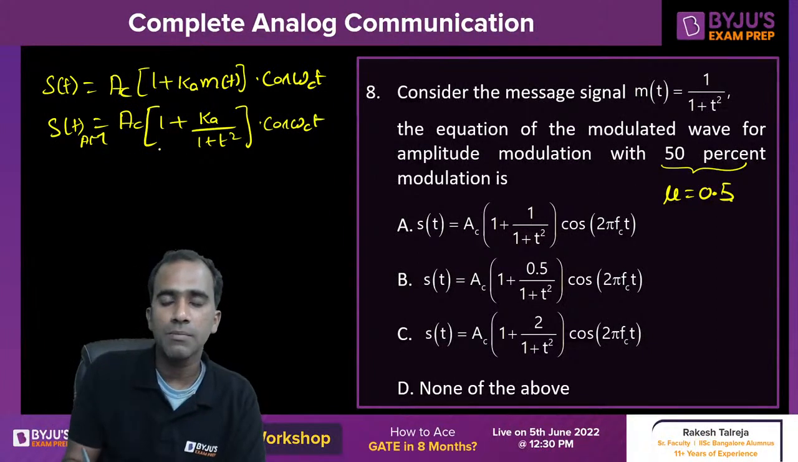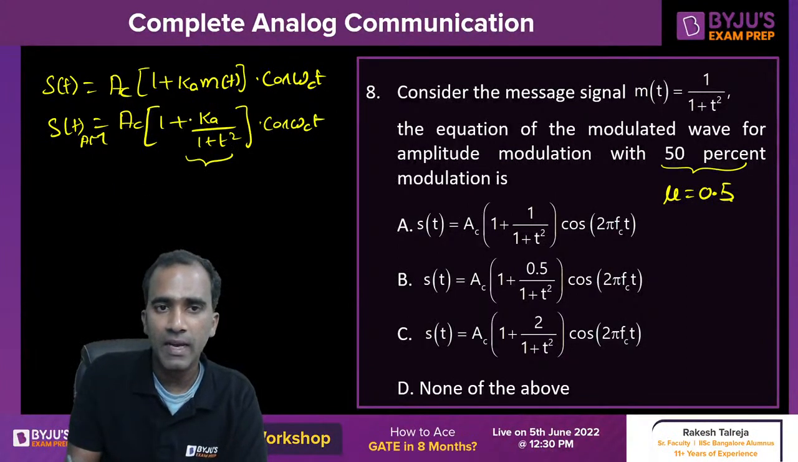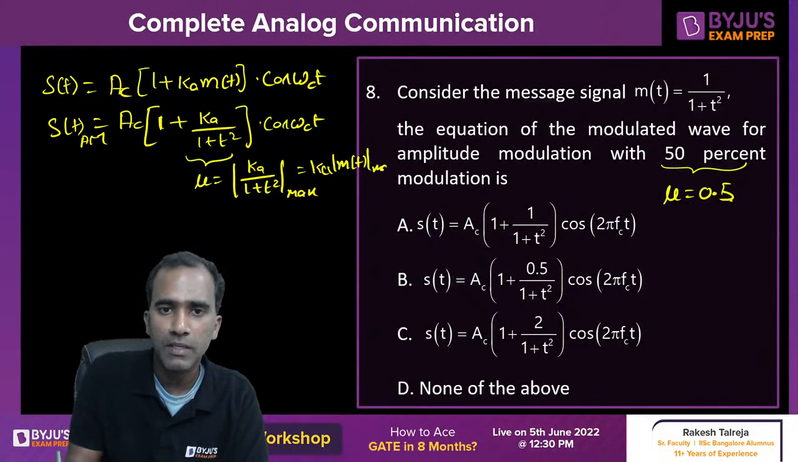So what is mu here? Because there is one unknown here, Ka is the unknown. So modulation index, how do we find it? When you take the carrier completely common, then we have a 1 here. In the remaining part, which is the sideband part, the message part, whatever is the maximum magnitude, mu is nothing but the maximum magnitude possible in this part. The modulus of Ka divided by 1 plus t square, maximum. Or as we have written, Ka modulus of m of t maximum. That is how we find the mu value.